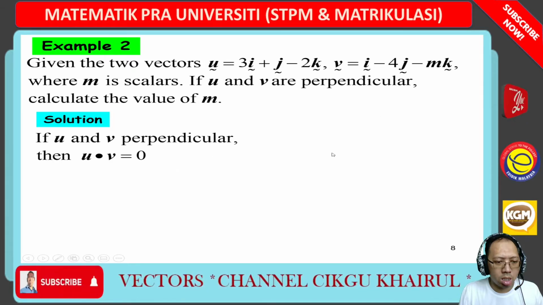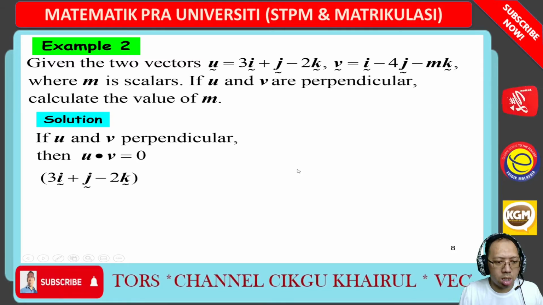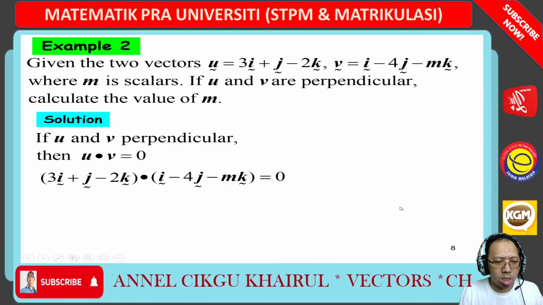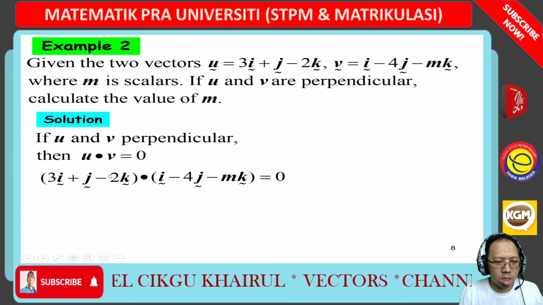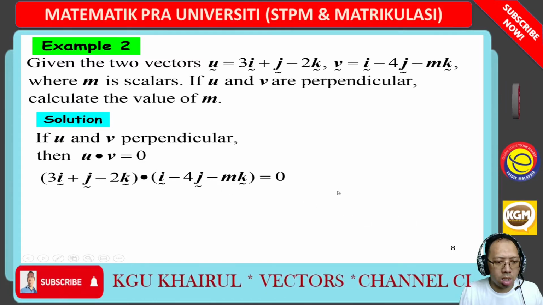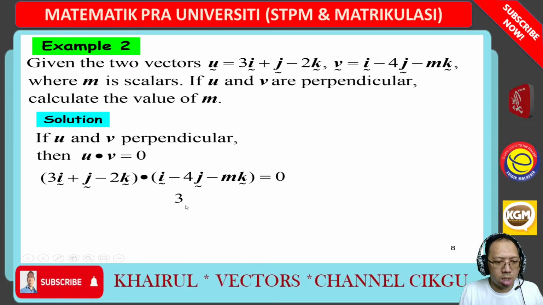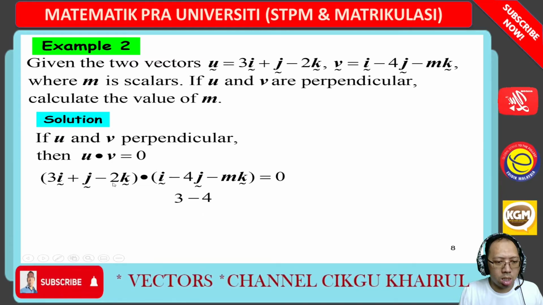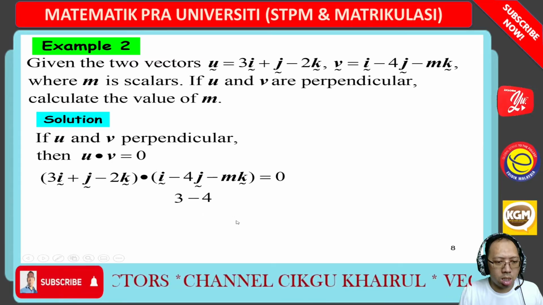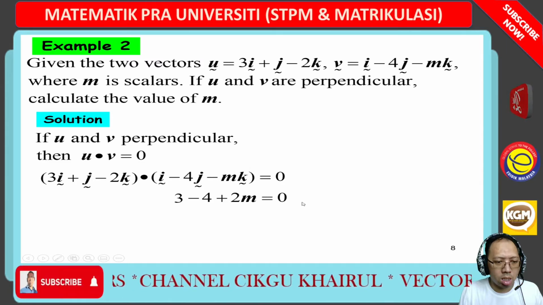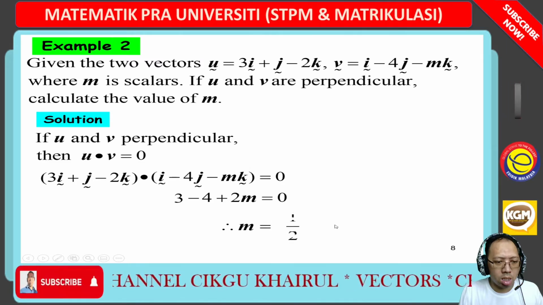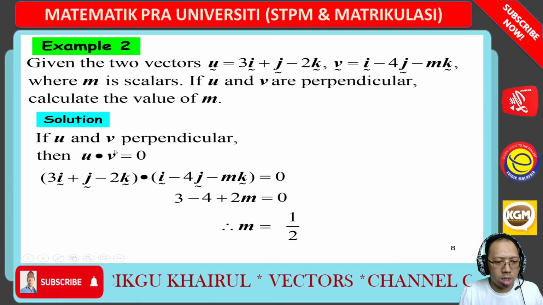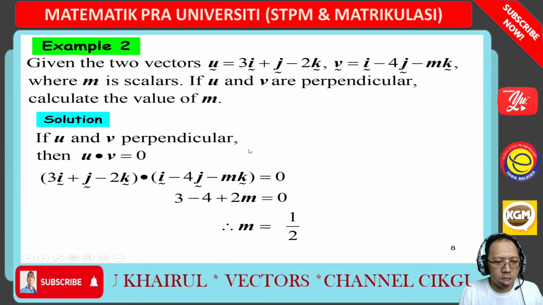So we just substitute u and v into this equation. u equals 3i plus j minus 2k, and vector v is i minus 4j minus mk, equals 0. Then dot product these two vectors: 3 times 1, we get 3. 1 times negative 4, we get negative 4. Negative 2 times negative m, we get 2m, equal to 0. Therefore, we get m equal to a half. So this is the application of the property where u and v are perpendicular.